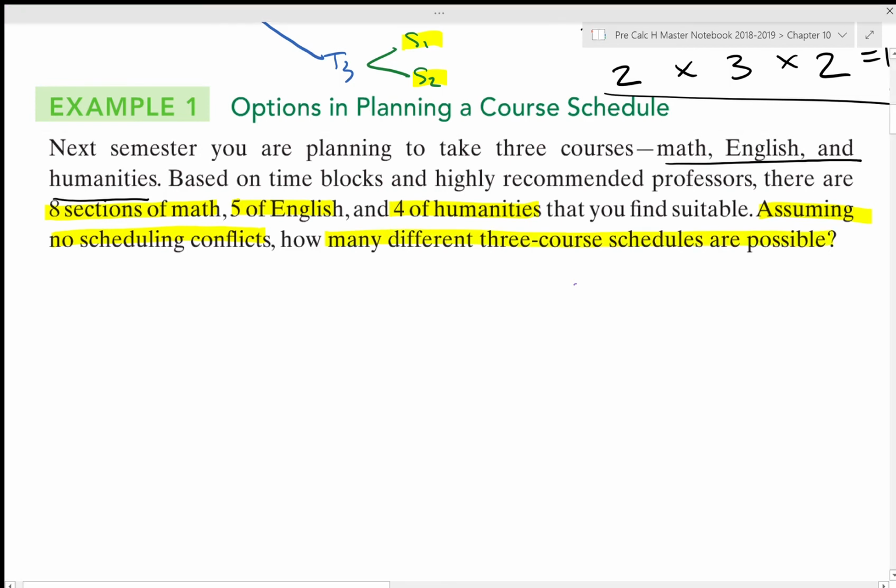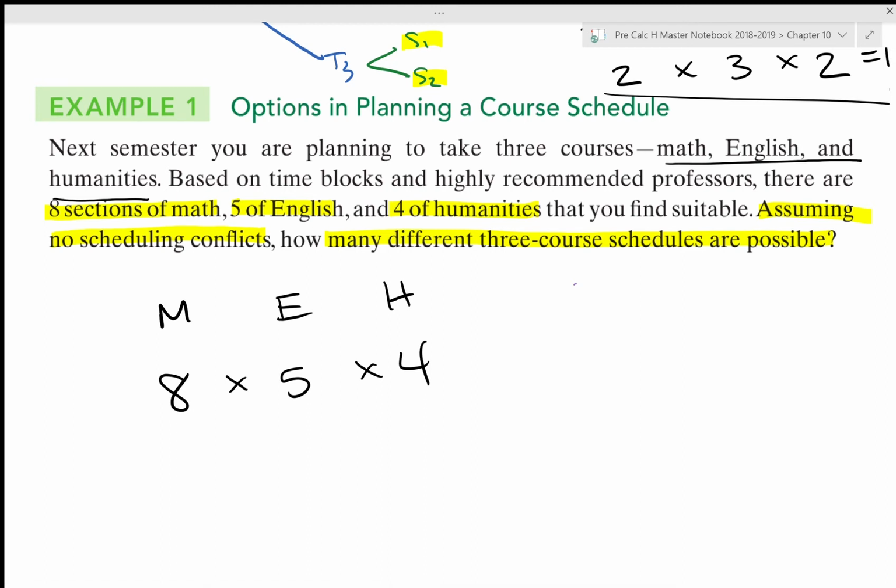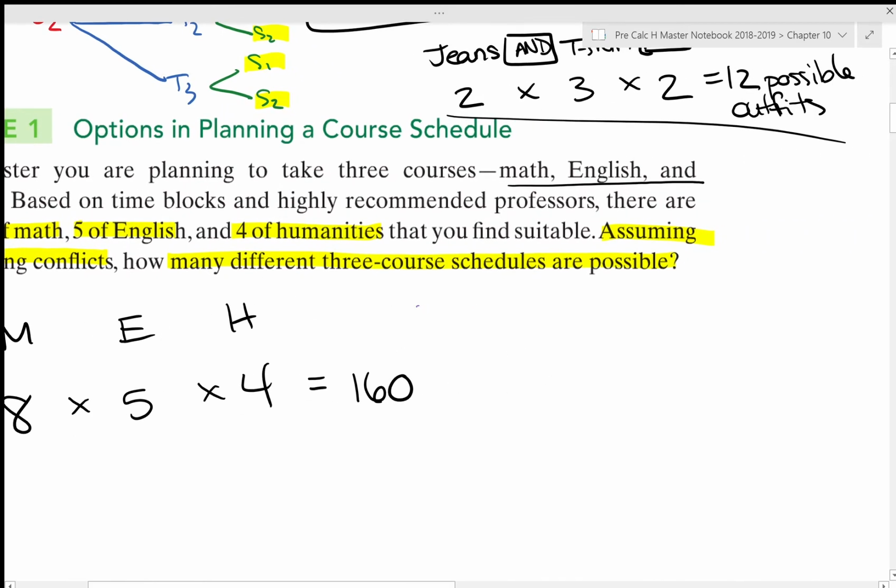So, we have Math and English and Humanities. So we have 8 sections of Math, 5 of English, and 4 Humanities. So what I'm going to do is I'm going to multiply all of these. 8 times 5 is 40, times 4 is 160 different 3-course schedules. Oh my goodness.